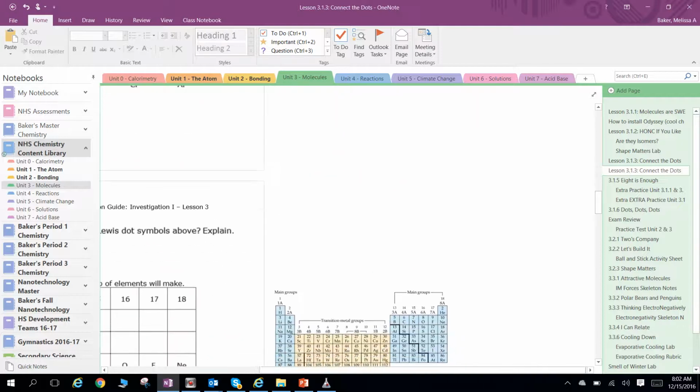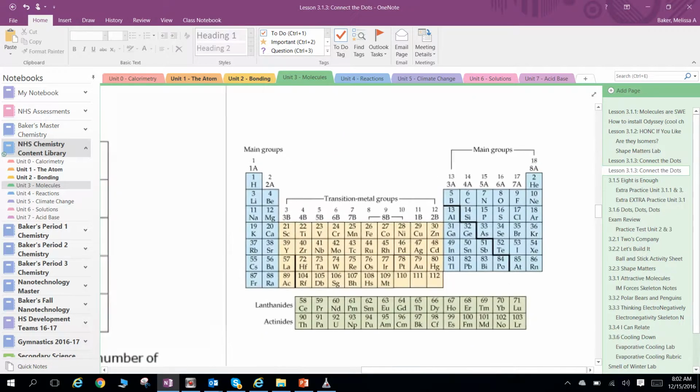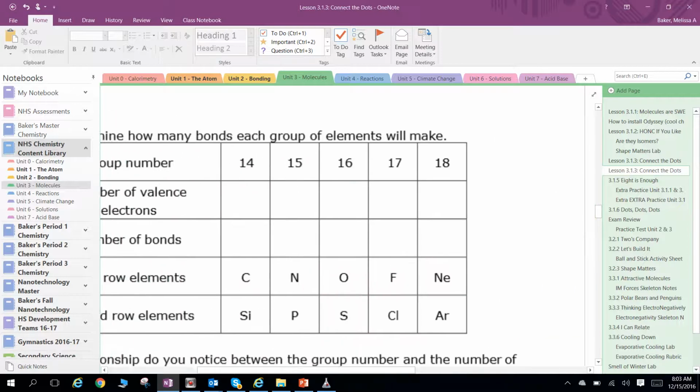As a reminder, in order to figure out how many valence electrons an atom has, you look at its group number. For example, everything in group 4A, like carbon and silicon, has 4 valence electrons. Everything in group 5A, like nitrogen and phosphorus, has 5. Everything in group 6A, like oxygen and sulfur, has 6. Everything in group 7A has 7 valence electrons. And everything in group 8A has 8.